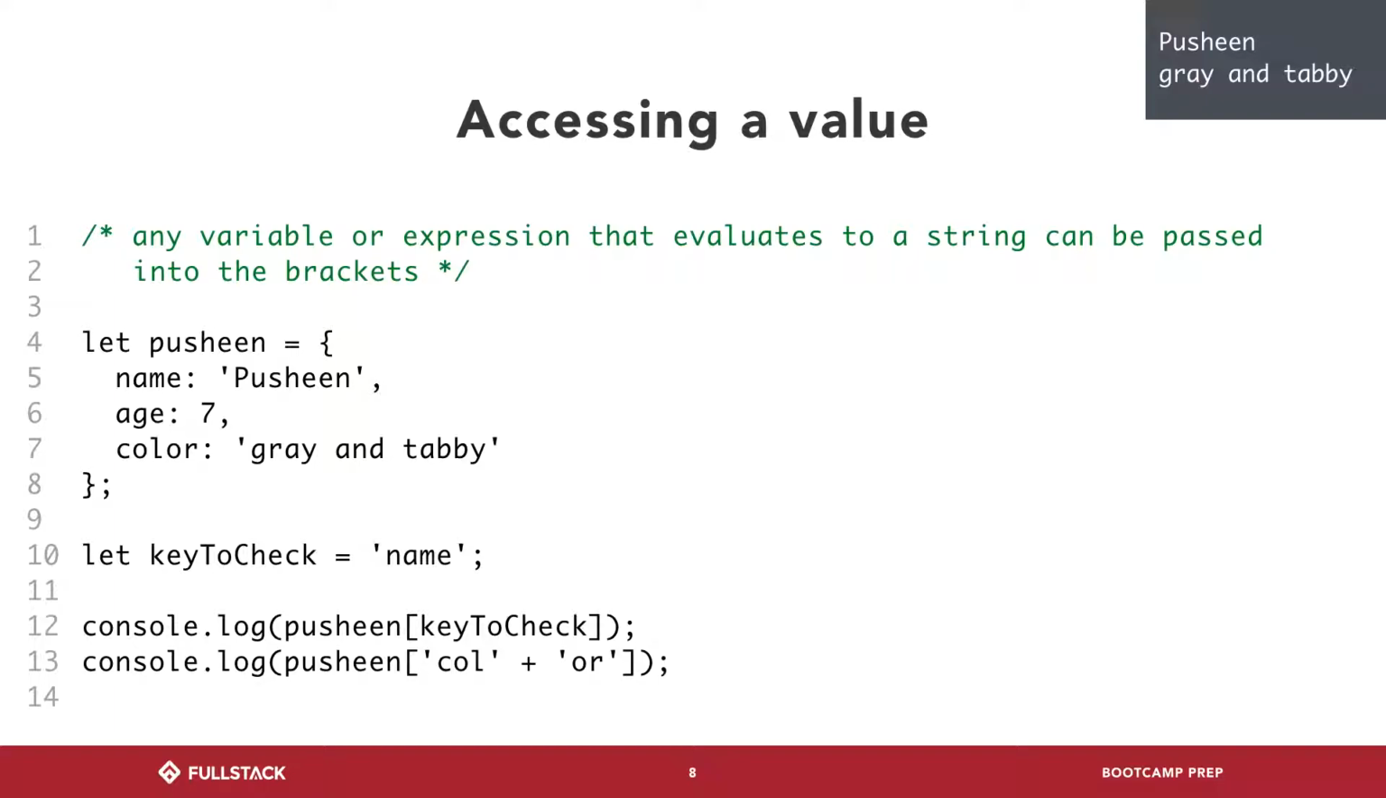Francisco? Sorry, so the first console log for that pushing key to check will return pushing, not name, right? Yeah, it will return pushing because this is going to evaluate to name. So the way the computer will read line 12 is to say, okay, console.log. There's an order of operations here, with parentheses and then brackets in the middle, so it will start from the innermost thing first. It'll say, okay, what's key to check? Key to check is the string name. All right, you're looking for a name property of Pusheen. What is that? That's going to be a string called Pusheen, and that's what gets logged out there.